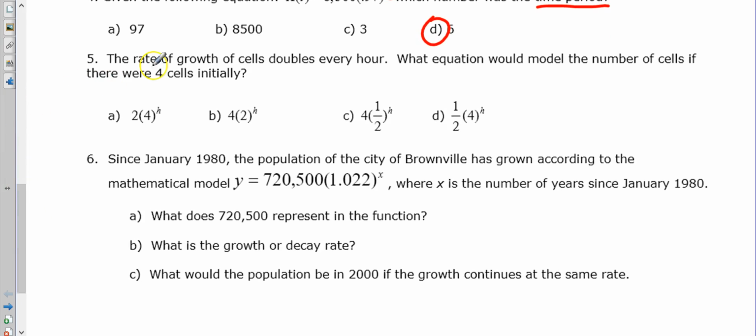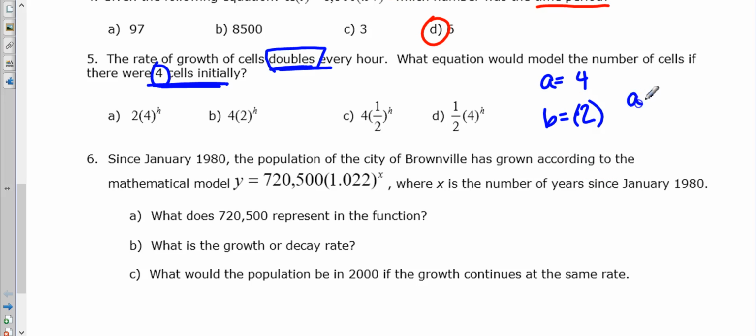So, number 5, it says the rate of growth of cells doubles every hour. What could model the number of cells if there were 4 cells initially? All right, so doubling is going to be important, and 4 cells initially. So I need an equation. I need an A and a B. A is my starting point or initial point, and that is going to be the 4. Now, I want to know, what am I multiplying by every time? What do I multiply to get from one to the other? Now, it says it's going to double every hour, which means doubling is times 2. So B is going to be 2.